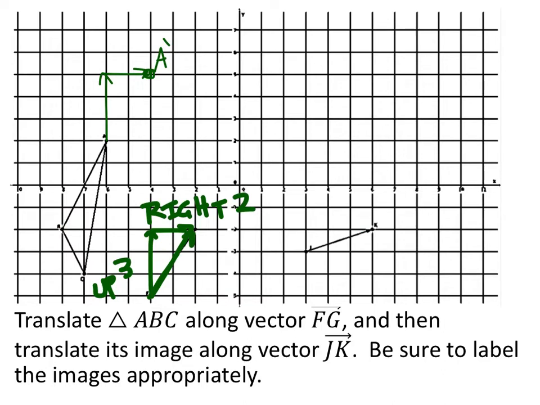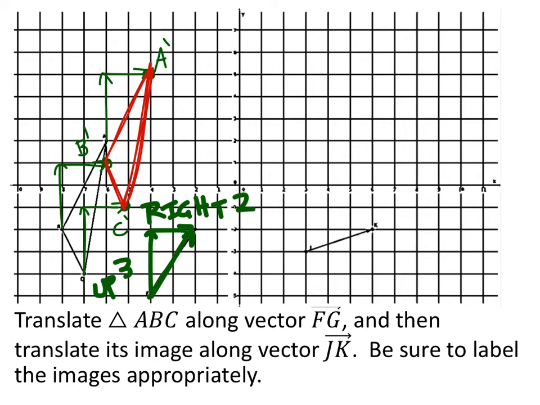We're going to do the same thing with B, up 3 to the right 2 to give us this point at B prime. Same with C, up 3 to the right 2, and that gives us this point. All we got to do to finish this first image is to connect the points. All right, so there's our first image.